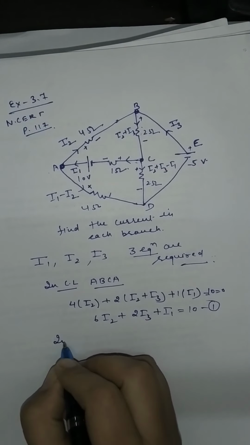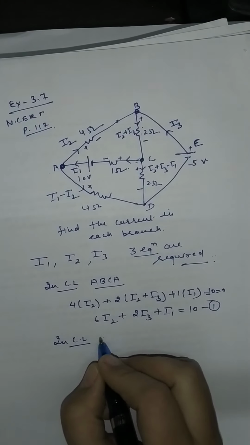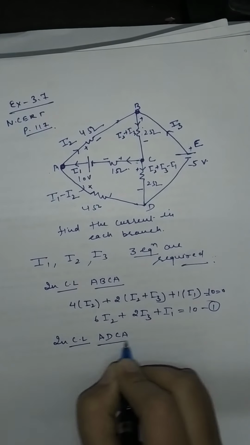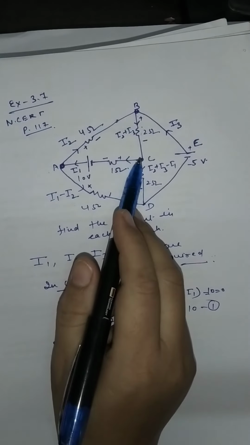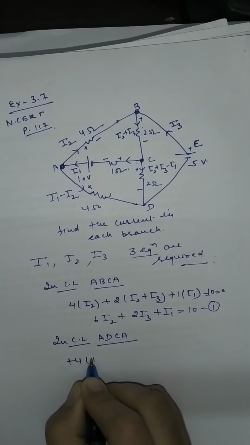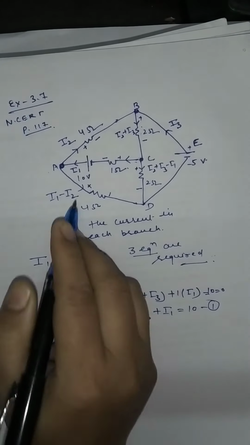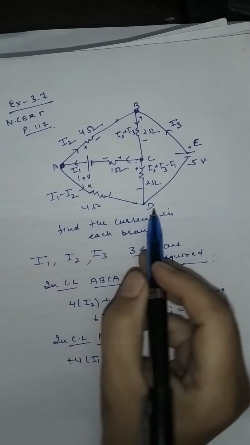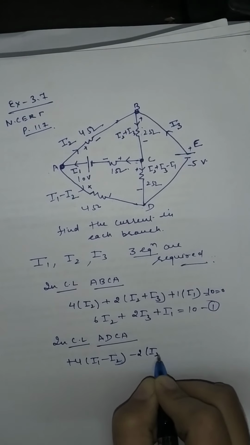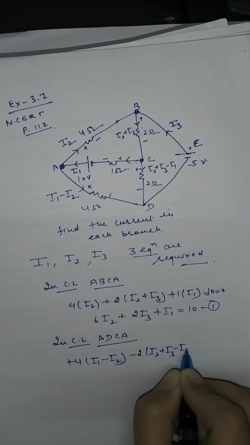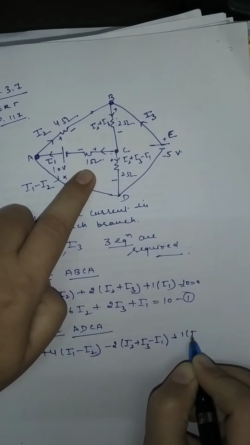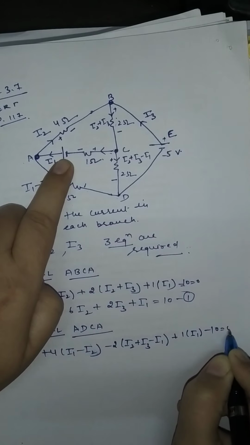Next loop is, in the closed loop ADCA. You can take any other way also, ADCA. In this ADCA, first I will start from A to D. First sign is plus 4 into I1 minus I2. Potential drop across this is 4 into I1 minus I2. D to C, पहला साइन कौन सा है? माइनस, minus 2 into I2 plus I3 minus of I1, right? Then next is plus 1 into I1, then minus 10 equal to 0.